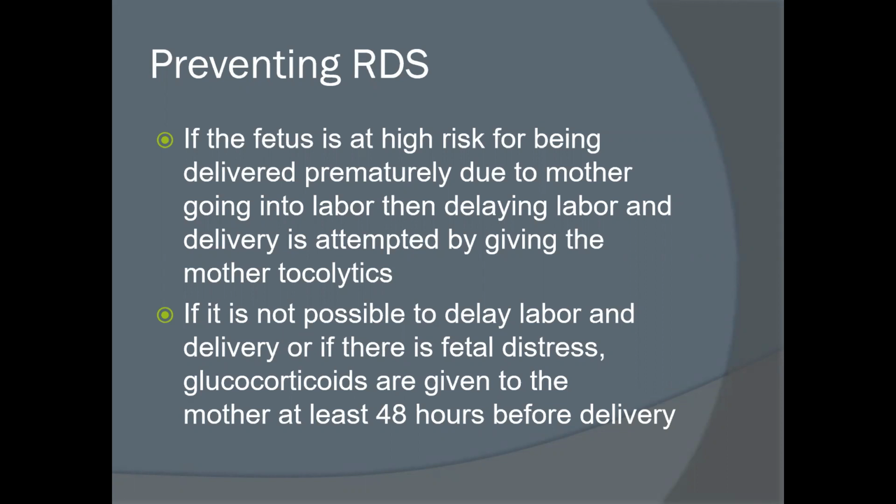If the fetus is at high risk for being delivered prematurely due to mother going into labor, then delaying labor and delivery is attempted by giving the mother tocolytics. So you don't want them to be born prematurely. They do a lot better if they can stay in utero as long as possible. But if it's not possible to delay labor and delivery, or if there's fetal distress, then glucocorticoids are given to the mother at least 48 hours before delivery.